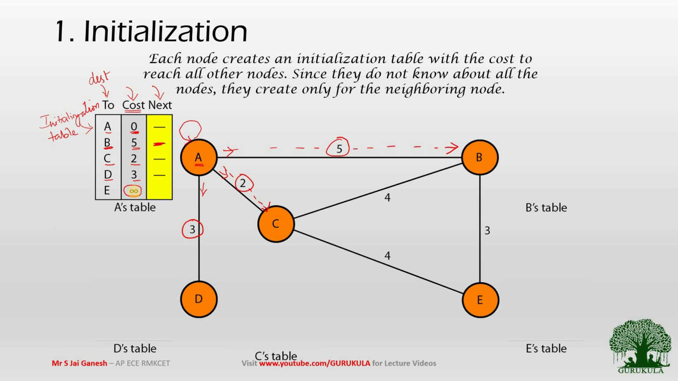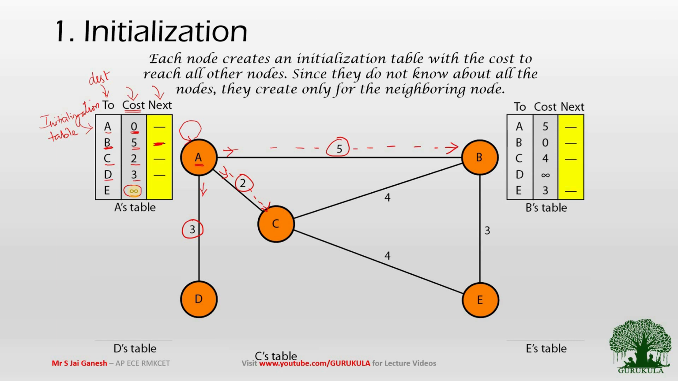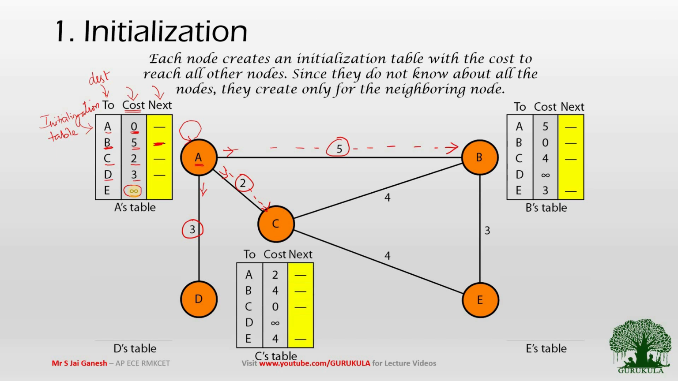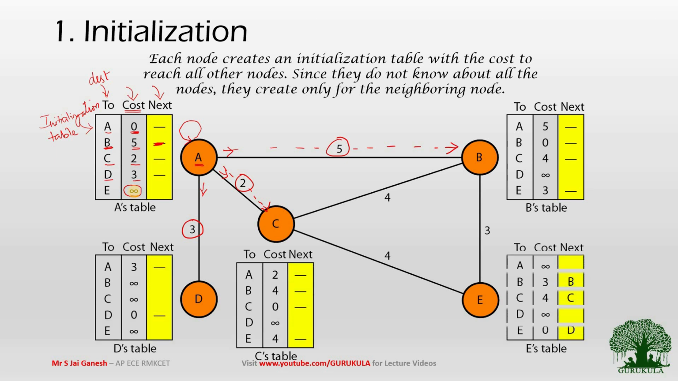So let's disclose the initialization table of node B. The same explanation remains as such. And similarly, each and every node will create its own initialization table. So I need not explain each and every table again and again, but you can recap this explanation and apply it on any other node so that you will get a better understanding of this initialization stage.